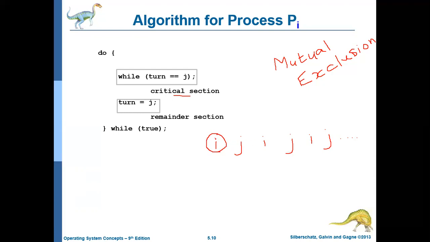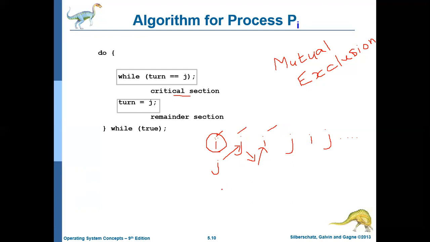If i first enters the critical section, then it makes j the next turn, and then j is forced to enter the critical section, even if j doesn't want to enter. Then j makes i the next to use the critical section, and even if i doesn't want to enter, i is forced to enter. So this is the problem with this particular algorithm. It strictly follows this order: first i executes the critical section, then j, then i, then j, or it follows the ji order.